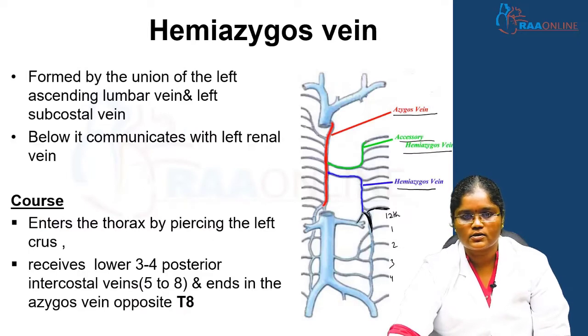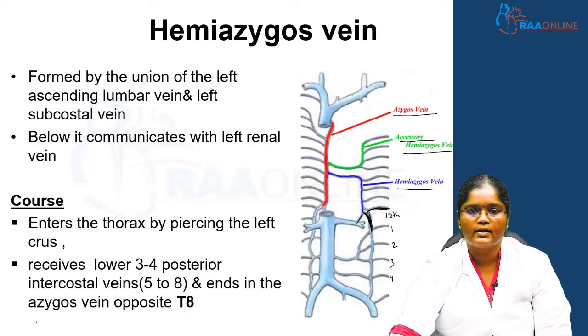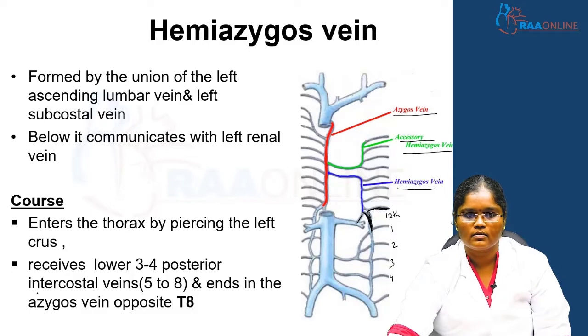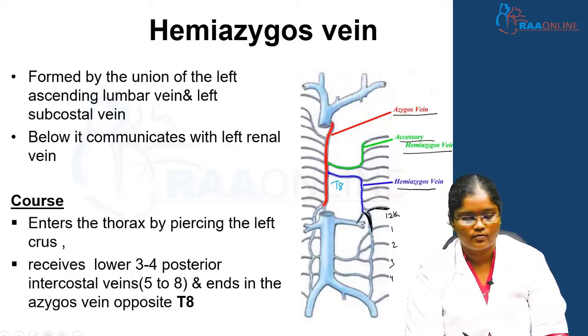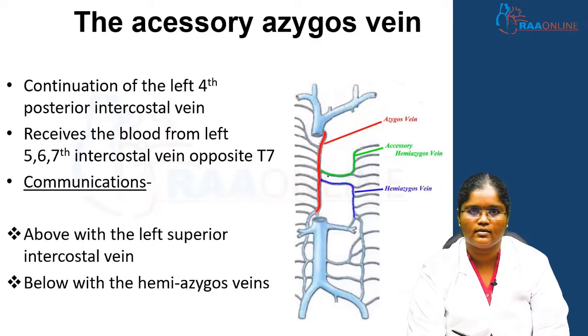So after it enters the thorax, what happens? It receives the lower 3 to 4 posterior intercostal veins, and ends in the azygos vein opposite to T8. So this is the T8 level where the hemiazygos vein drains into the azygos vein. So it's a short vein on the left side.